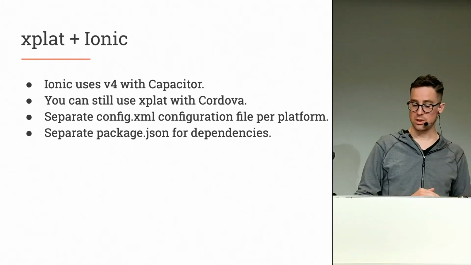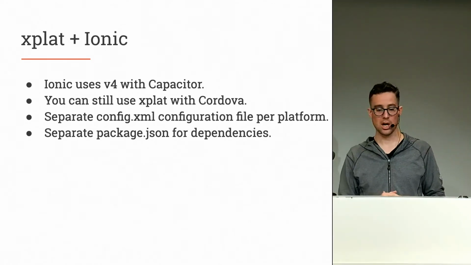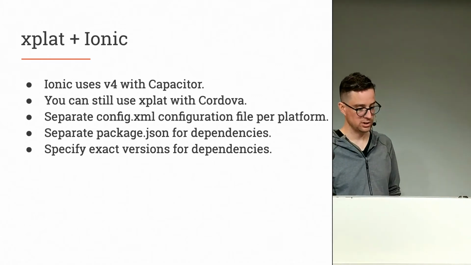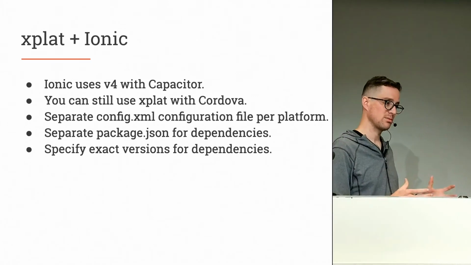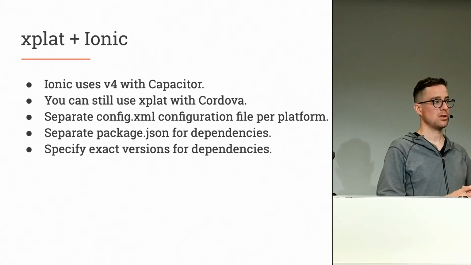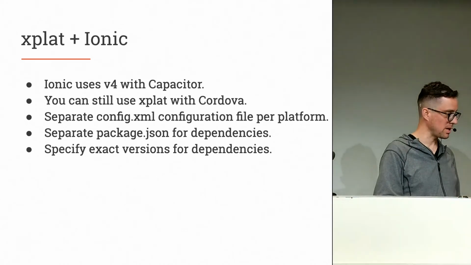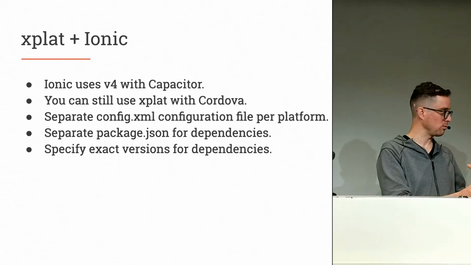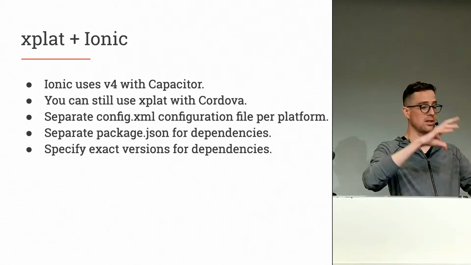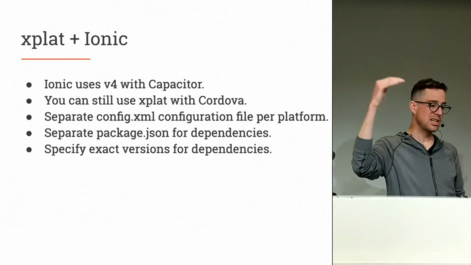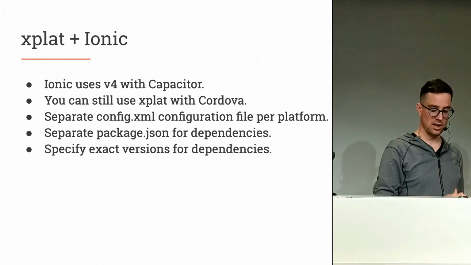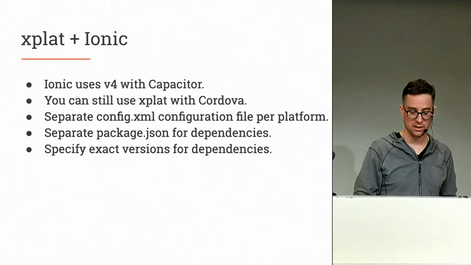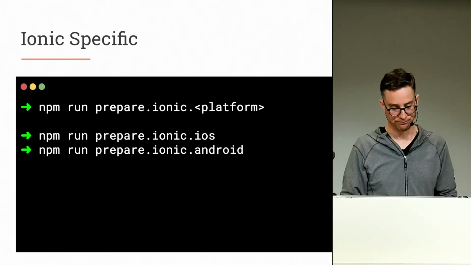And then also make sure that you separate out your package JSON for dependencies. And you also want to specify exact versions of dependencies. So we ran into some really funky issues where the root package JSON had this dependency version, and you use like a caret or a tilde, and somebody npm installed in there, and then it didn't update in the Ionic, and then you get all this kind of very strange error messages. So you're going to want to lock down those to be exact versions.